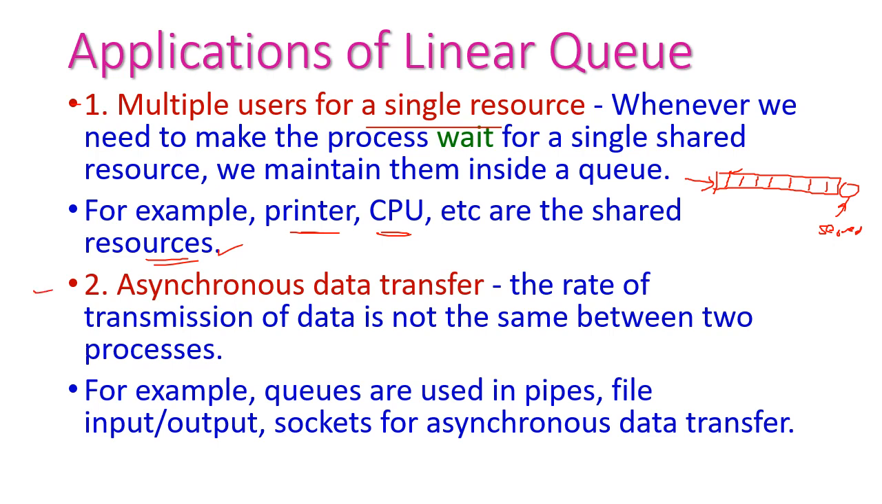And the second one, asynchronous data transfer. Asynchronous data transfer means the rate of data transmission is different between two processes. That is, this is one process and this is another process, and the transfer rate from one process to another is different. The number of transmissions is also different. For example, queues are used in pipes, file input and file output, and sockets for asynchronous data transfer. So in this area, we can use queues.